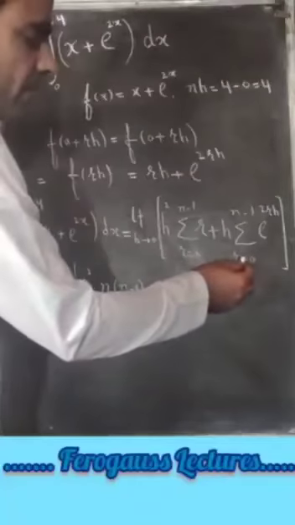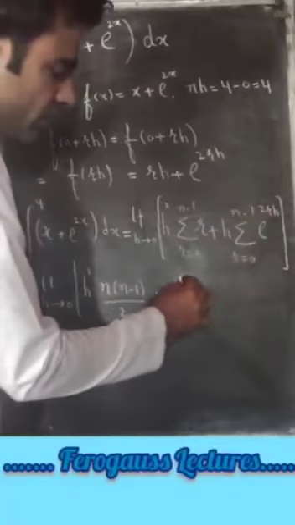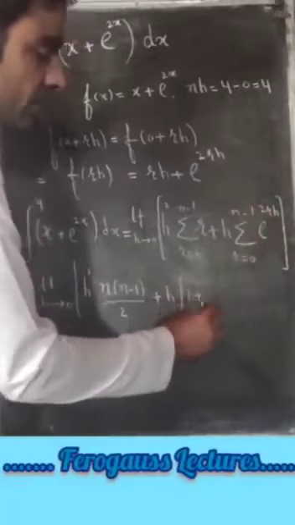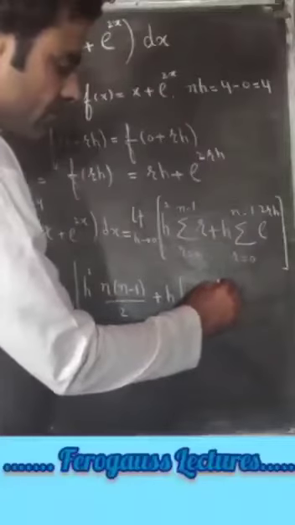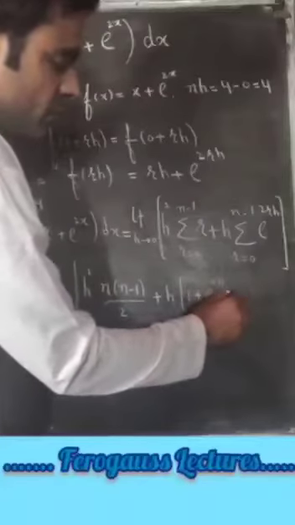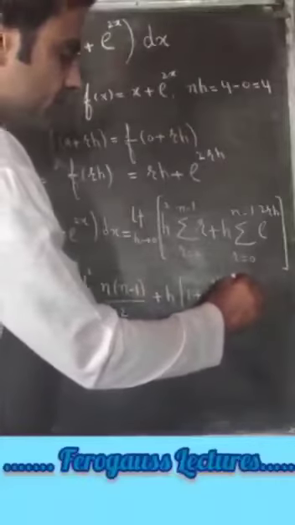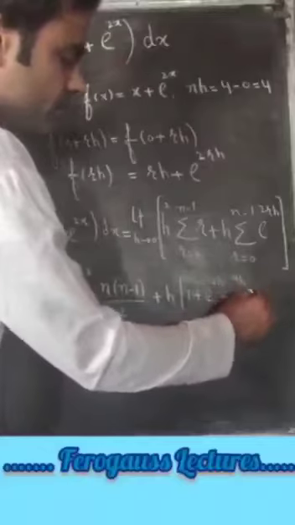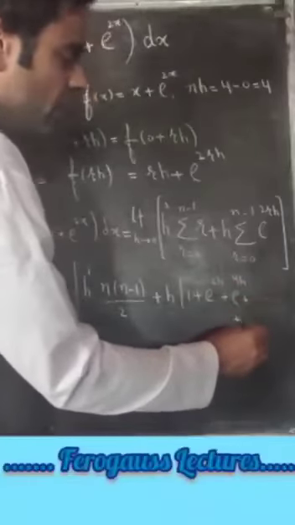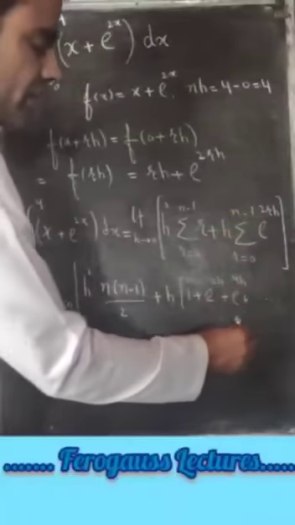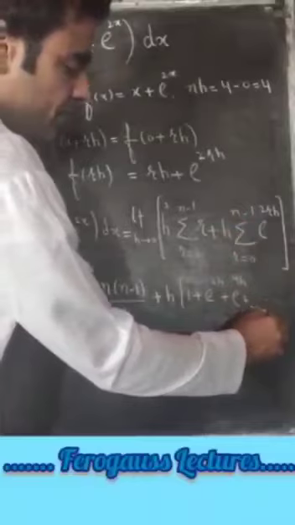Now here, when r is equal to 0, then we get e^0, that is equal to 1. When r is equal to 1, we get e^(2h). When r is equal to 2, we get e^(4h), and so on. When r is equal to n minus 1, we get e^(2(n minus 1)h).